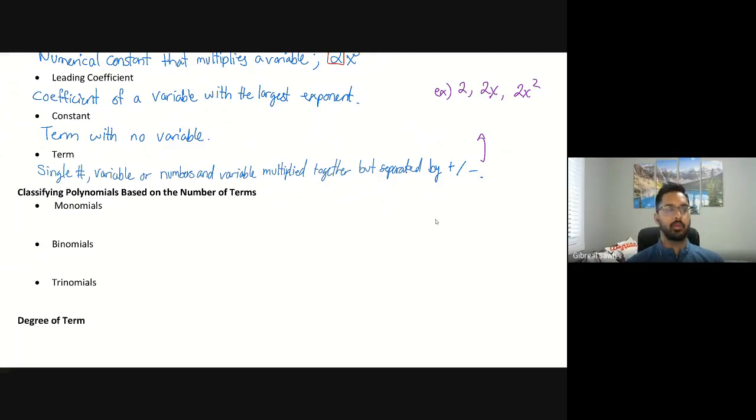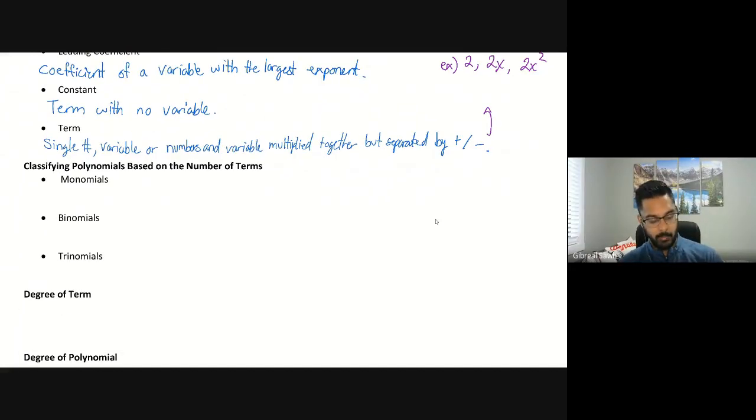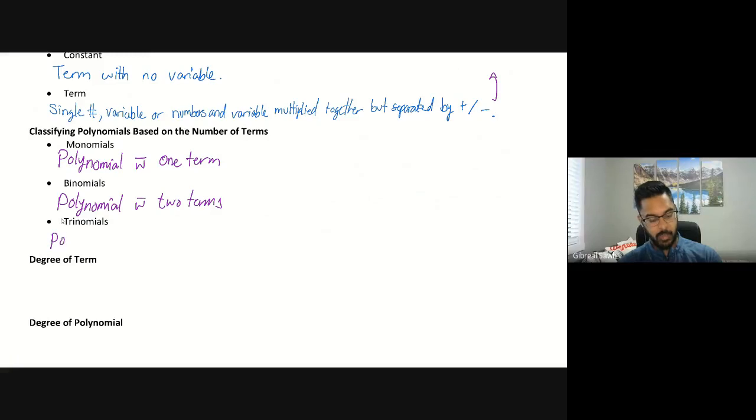If you're going to classify a polynomial based on the number of terms, this is where the next couple words come in. So a monomial would be a polynomial with one term. A binomial, that prefix in front of nomial meaning 2, so that's going to be a polynomial with 2 terms. And then trinomials are the important ones in this unit that we get to for Math 10. That's a polynomial with 3 terms.